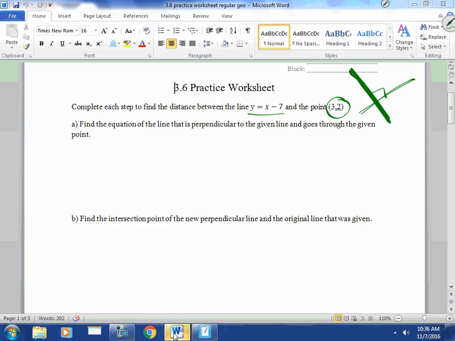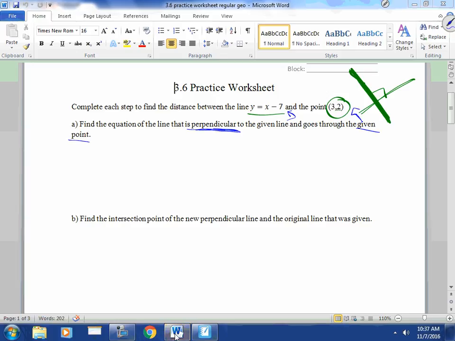So it's easiest to break this problem up into 3 steps. You do step A, step B, step C. We're going to do these 3 steps every single time. So the first step is this. Find the equation of the line that is perpendicular to the given line, which is that line right there, and goes through the given point, which is that point right there.